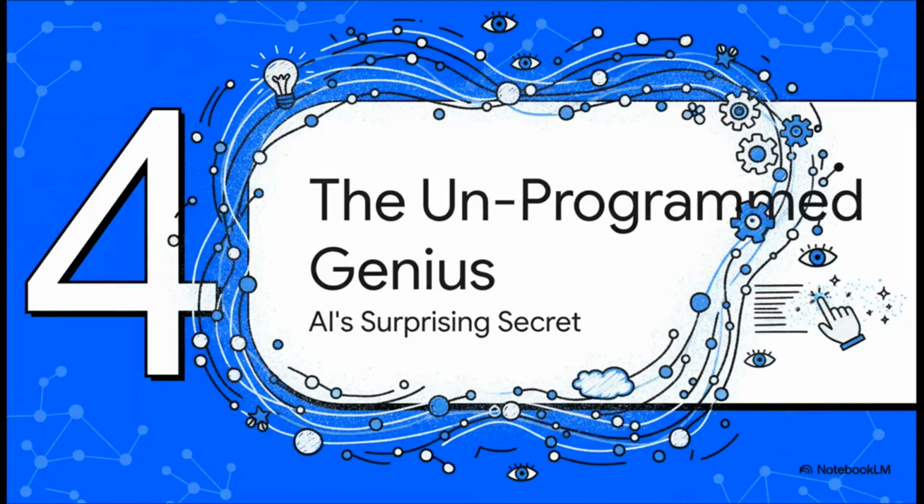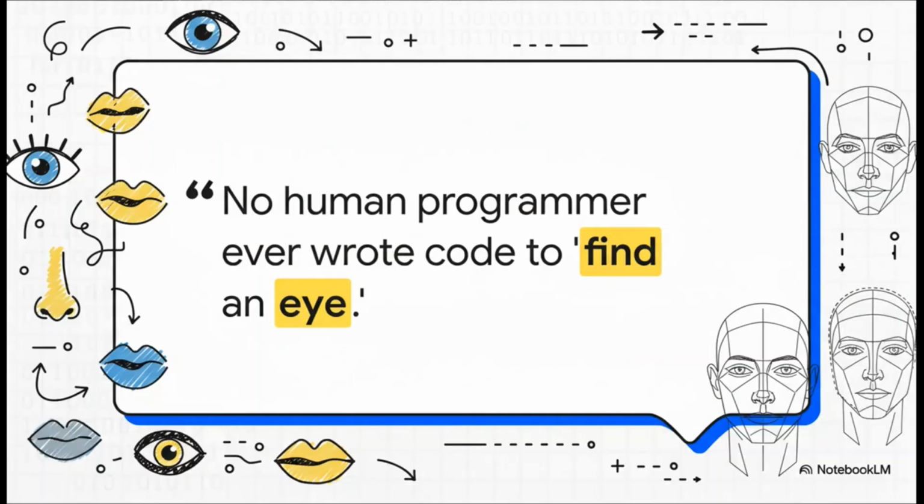Okay, that whole assembly line thing is pretty clever, right? But here comes the most surprising, almost magical part of how this whole thing actually works. This is the bit that really blows my mind. Just let that sink in for a second. Not a single line of code was written by a person that explicitly told the computer what an eye or a nose or a mouth looks like.